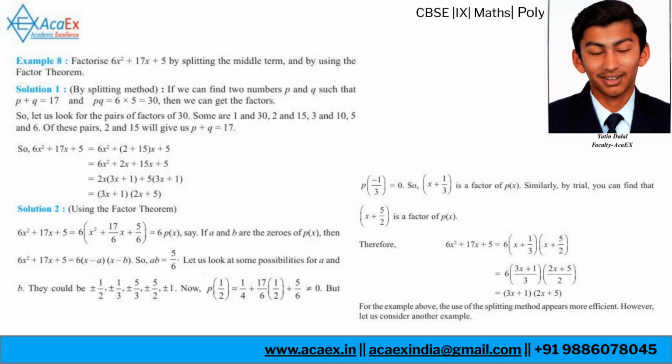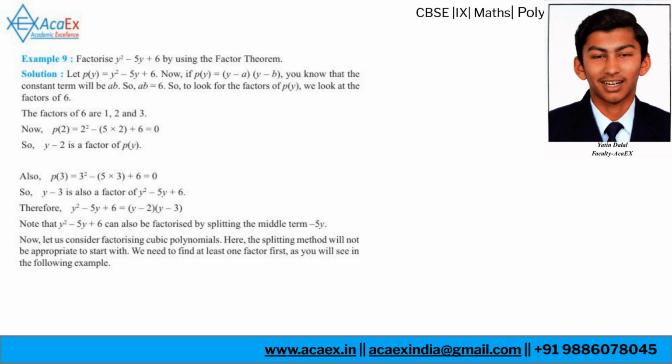Solution 2. Factor theorem. We test possible rational zeros. We find that p(negative 1 divided by 3) equals 0 and p(negative 5 divided by 2) equals 0. This means x plus 1/3 and x plus 5/2 are factors. The full factorization simplifies to (3x plus 1) times (2x plus 5). Example 9. Factorizing a quadratic with factor theorem. Problem: factorize y squared minus 5y plus 6 by using the factor theorem.